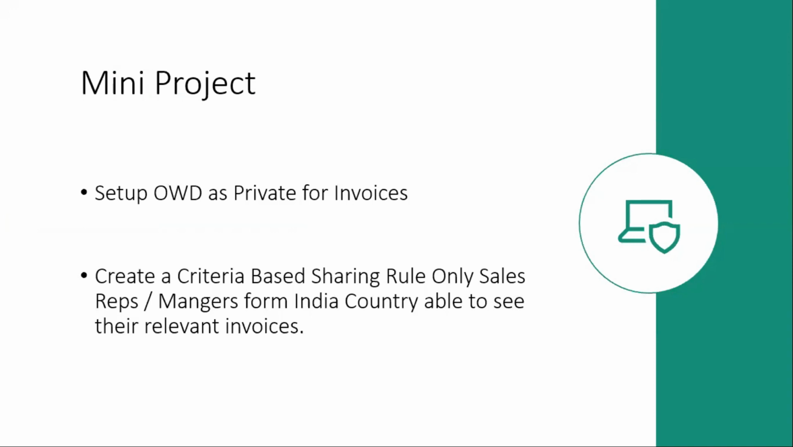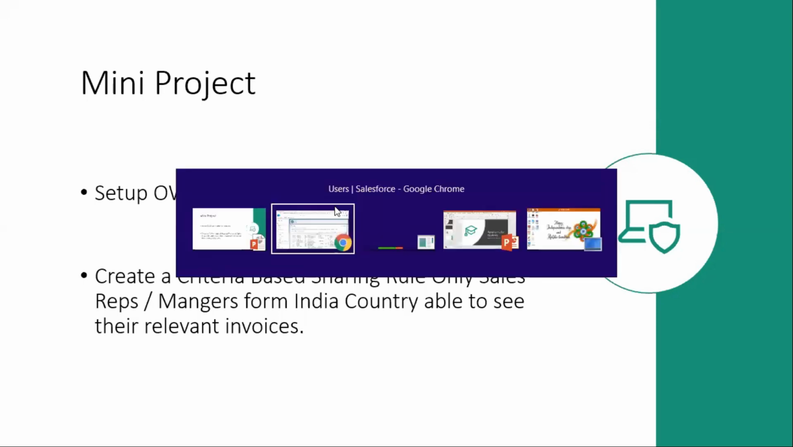So for today's episode, there are two things we are supposed to do from that mini project. First thing, we need to set up our org-wide default as private for the invoice object, the invoice object which we had created in the second episode, right? So let me go back to Salesforce.